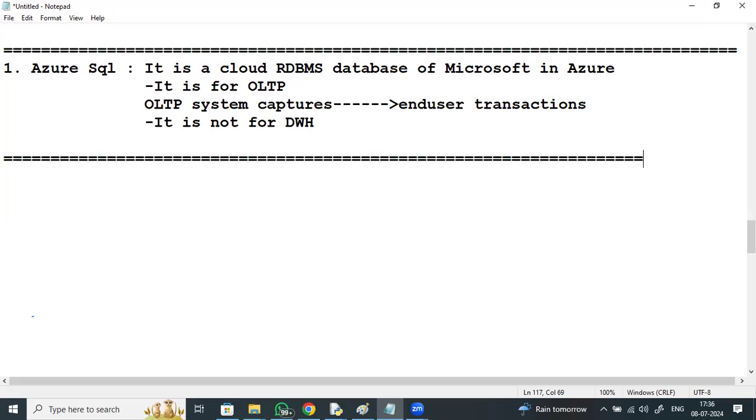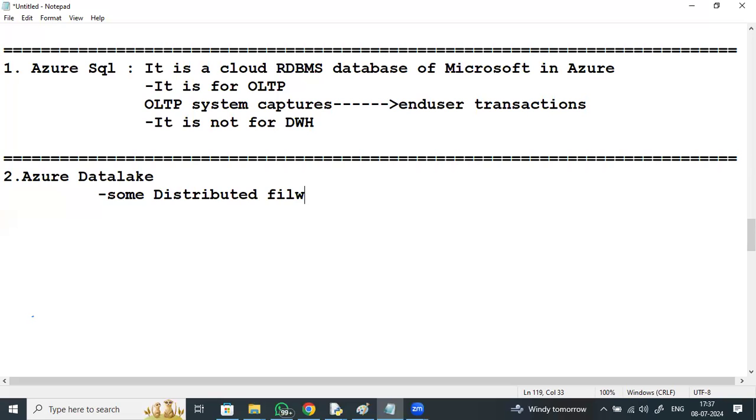So what is Azure SQL? It is a cloud RDBMS database. It is used for OLTP. It is not for data warehouse. Azure Data Lake is some distributed file system.